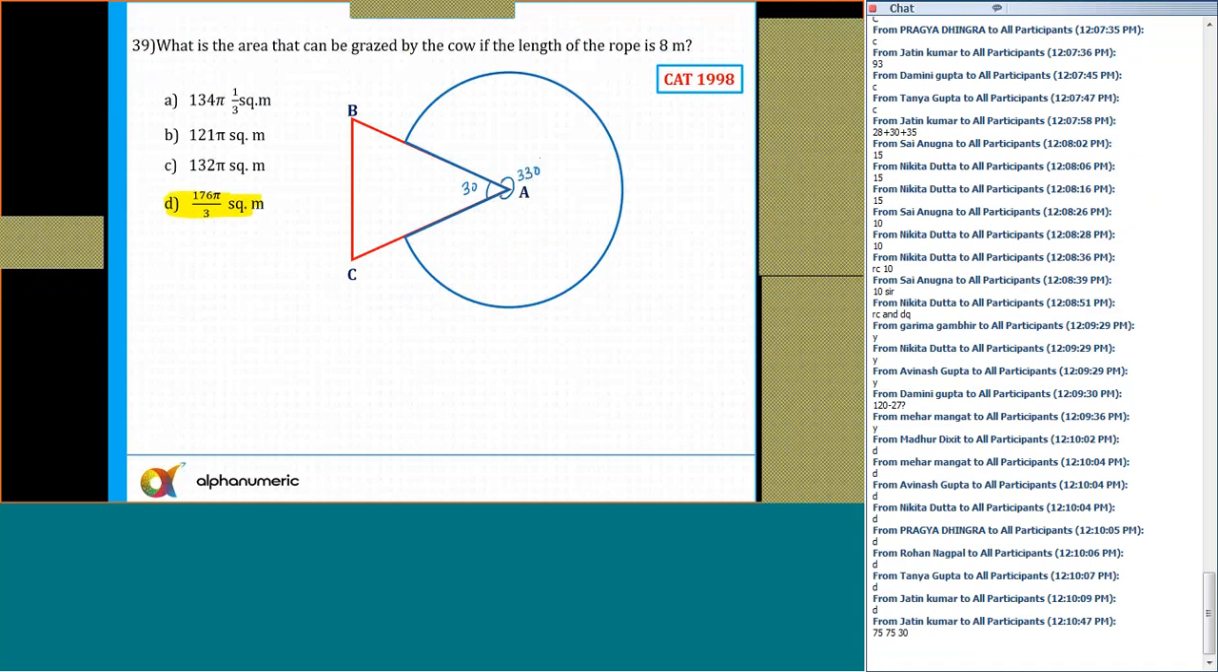330 degrees. Okay. So the question is, what is the area that can be grazed by the cow if the length of the rope is 8? Now remember here, the length of the rope is 8 units. So I can draw a circle by taking A as the center with 8 units. So this is 8 and this is 8 units. And this will now be 2 and this will be 2, so that the total length A to B is 8 plus 2, 10. And A to C, 8 plus 2 is 10. Yes or no? So what do I need to do here?